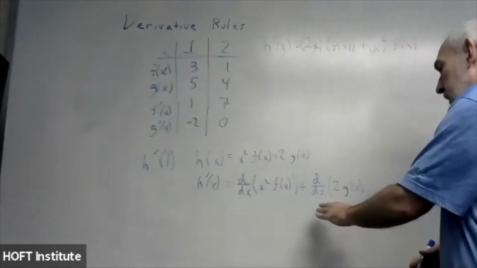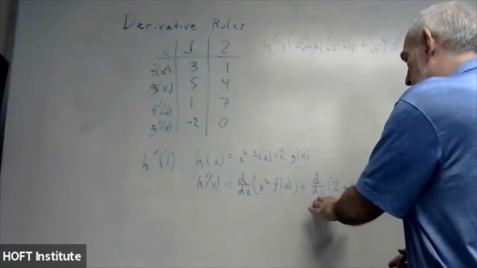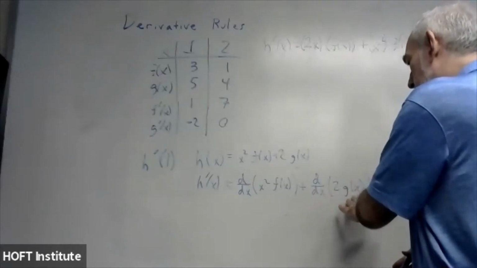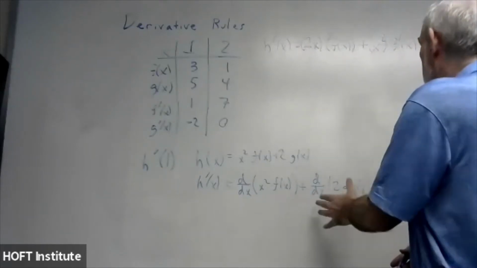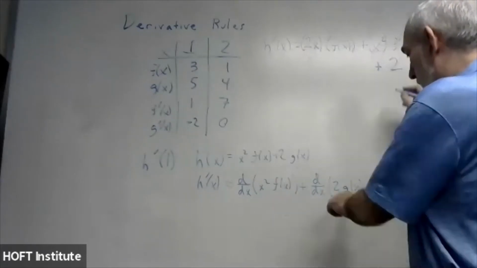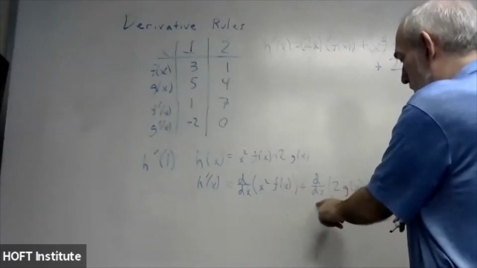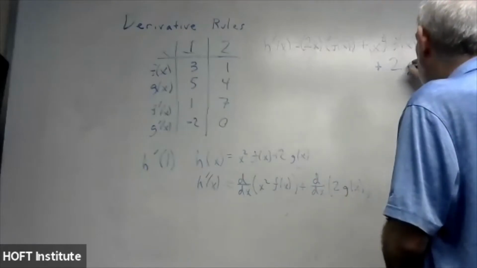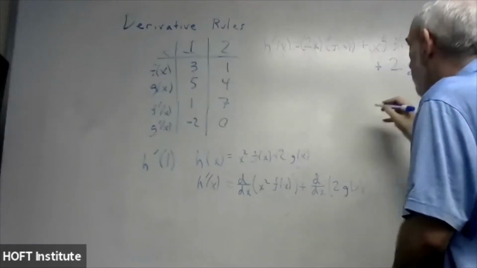And then plus the derivative of 2g of x. Well, that's a constant multiple. The constant multiple rule says that you just factor the constant out, and then you just have the derivative of g of x, which is just going to be g prime of x.